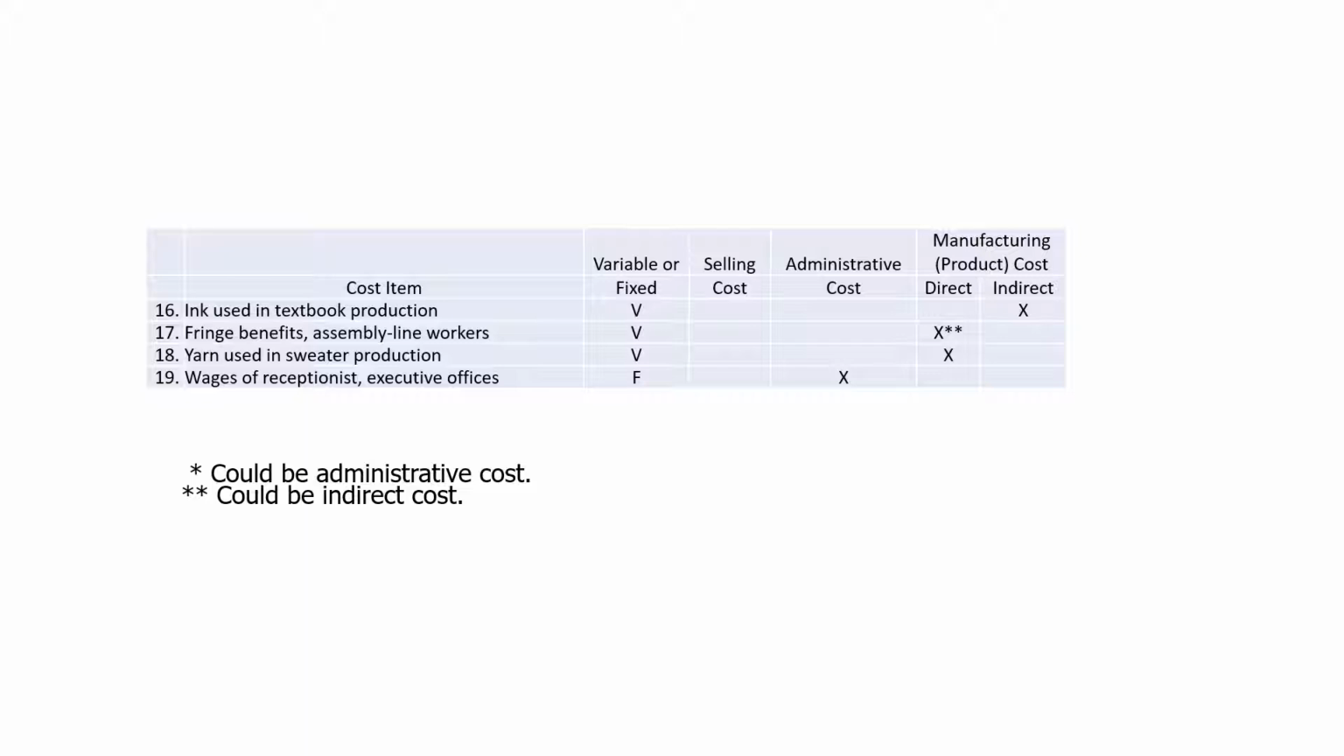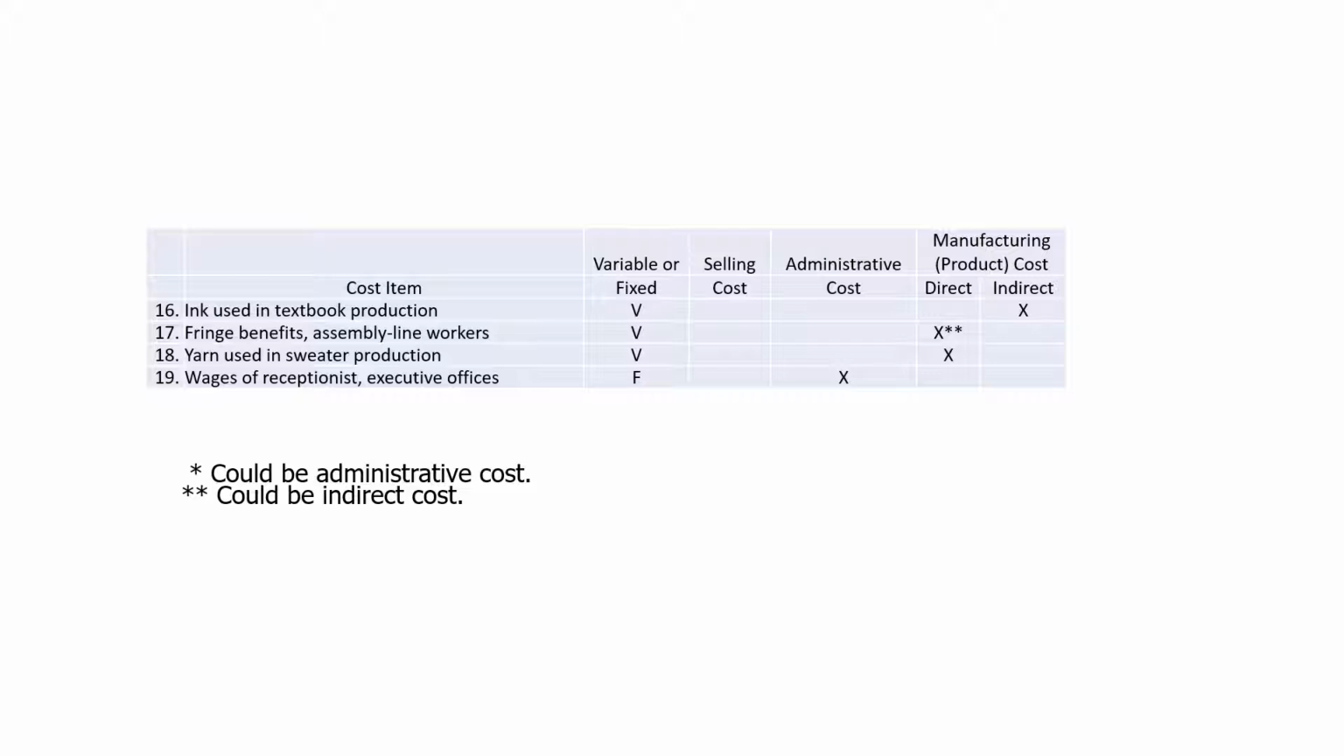The fringe benefits of the assembly line workers. So you could see there, it's variable, and it could be indirect or direct. That one's a hard one. Yarn used in sweater production. Now it's variable, and if you're making sweaters with yarn, that's a direct material. And finally, the wages of the receptionist for the executive offices. Well, that's usually going to be fixed. It doesn't change according to how much you sell or produce, and it's an administrative cost.